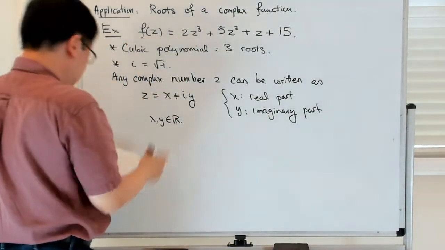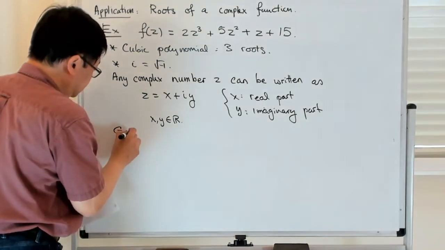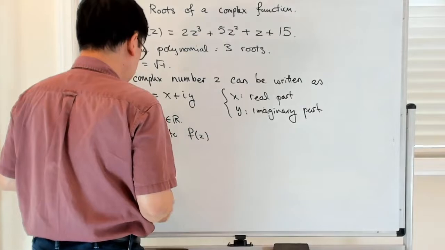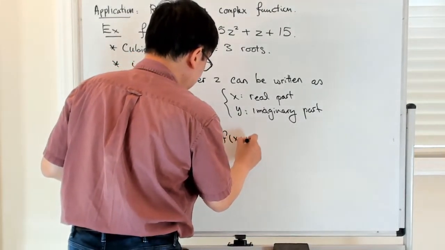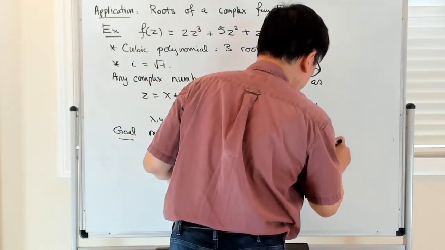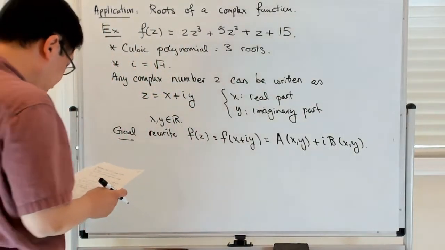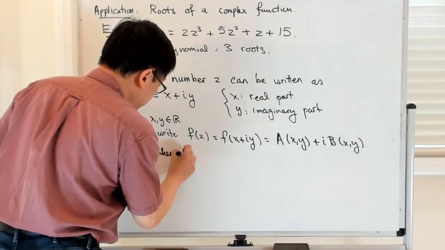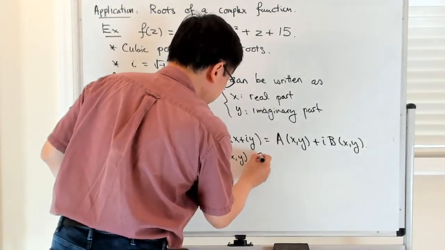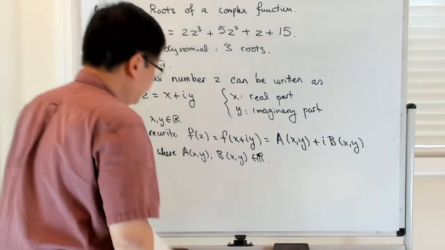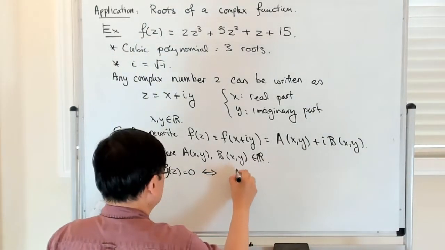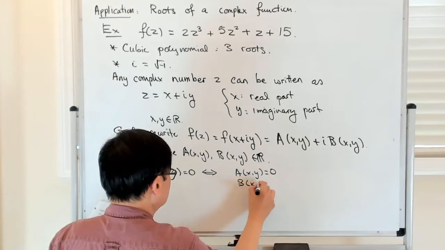I'm going to rewrite this as follows. The goal is to rewrite f of z, as f of x plus iy, as some function a of xy plus i b of xy, where a of xy and b of xy are real. Then, f of z being 0 is equivalent to saying that a of xy equals 0 and b of xy equals 0.